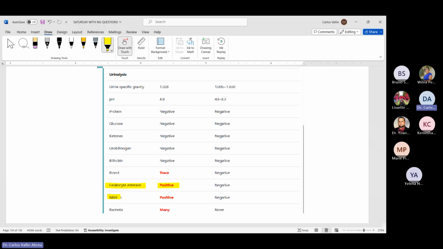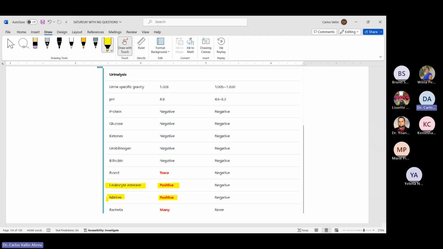This is another test that you need to know. Nurses need to know it, and you need to know that for your Nclex. Nitrite. This is a substance produced by bacteria, specifically the gram-negative bacteria that frequently infect the urine abnormally. Those bacteria produce this substance. The nitrite should be negative in normal urine. When there is an infection, those nitrites become positive.